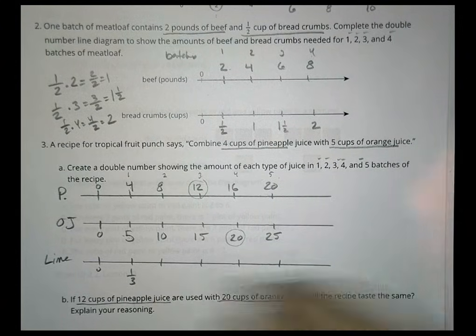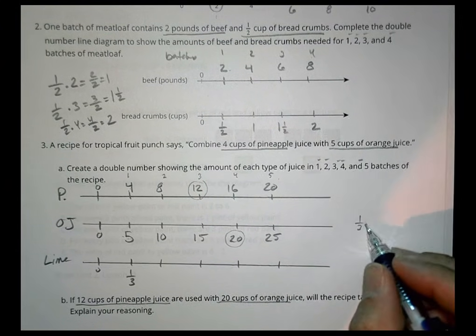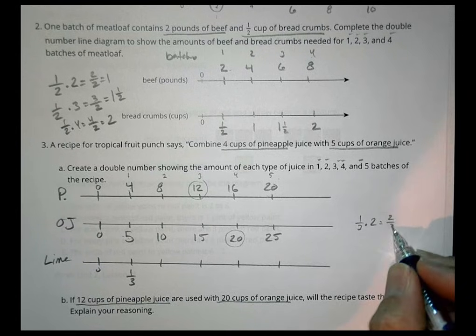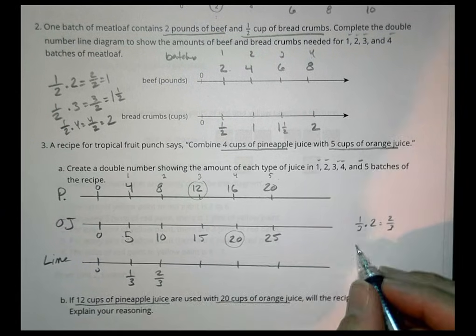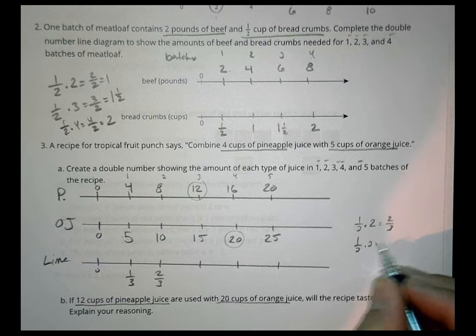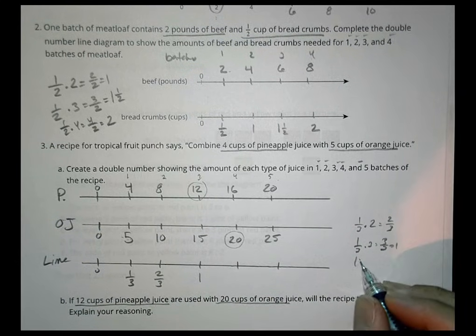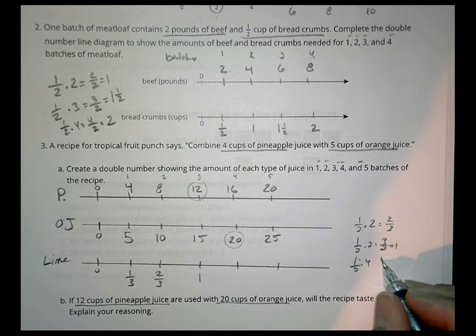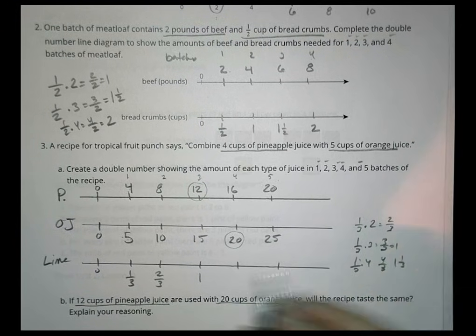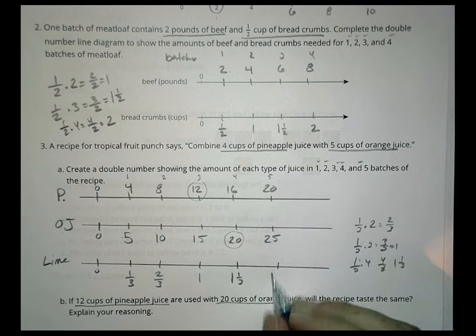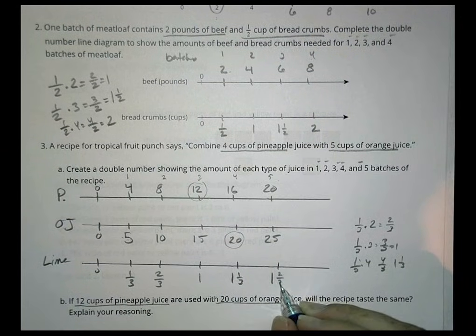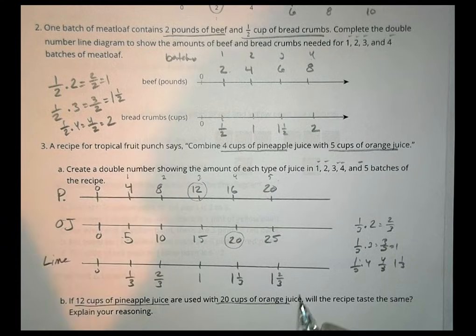So again, I think about 1/3 times 2 becomes 2/3. So this is 2/3 here. 1/3 times 3 becomes 3/3, which is 1. So 1 whole cup there. 1/3 times 4 is 4/3, or 1 1/3. And this becomes 5/3, which is 1 2/3. Again, probably back to the reason why we had that warm up with the fractions, to start working with our fraction stuff there. Okay, and that is it for that question right there.